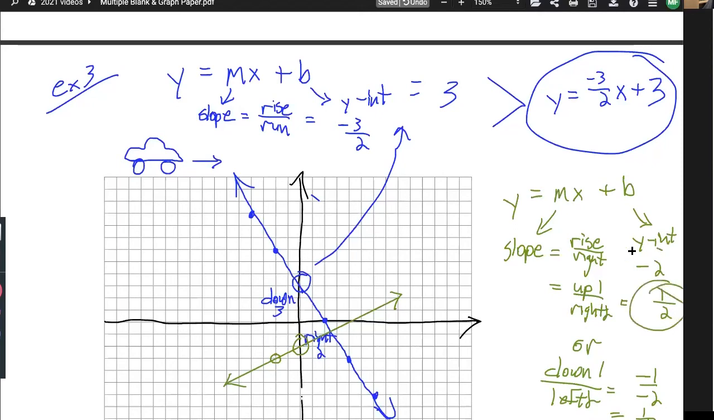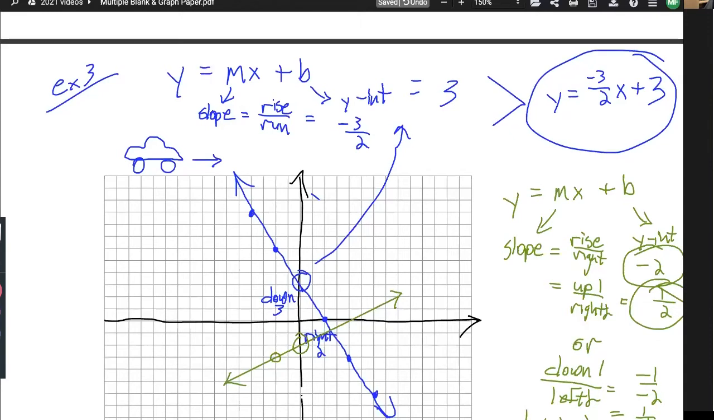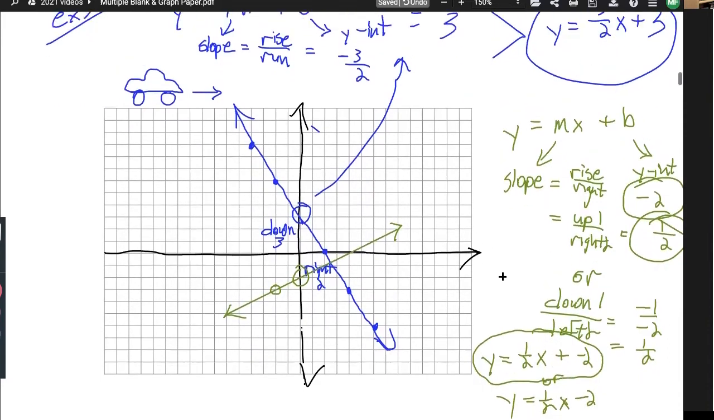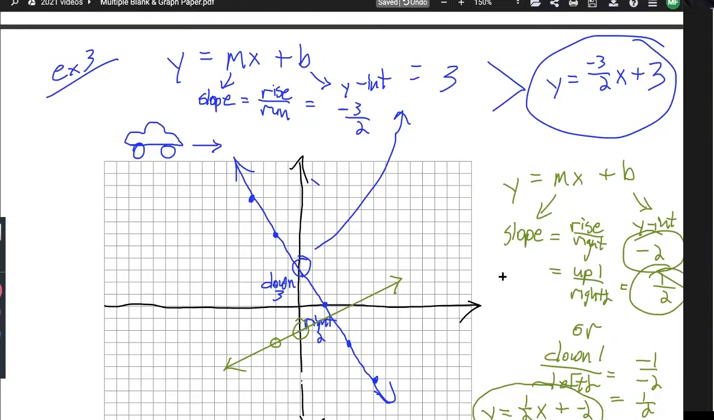We figured out our y-intercept, which is -2. So now let's put them in their places. So this is y equals 1/2 x plus -2, same thing, y equals 1/2 x minus 2. Okay, don't forget that x when you're a newbie doing slope-intercept. Don't forget that x, okay? All right, that's it for that.